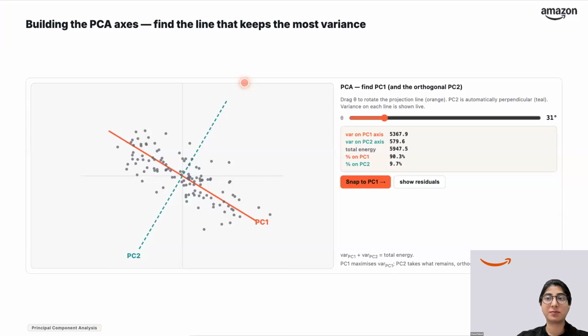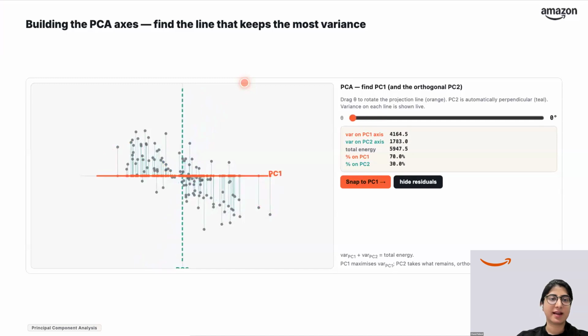So if we want to represent this data with just one principal component, this would be the principal component. And you can also see the residuals right now. The residual error is lower if we get the right principal component for this data. Otherwise, we have a high residual reconstruction error.